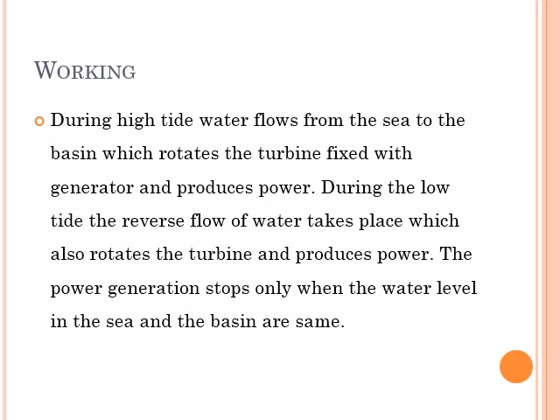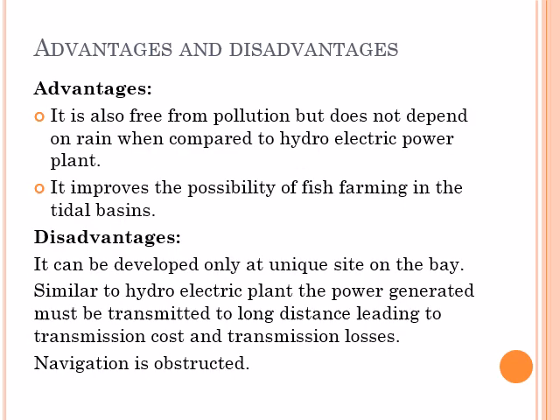During the high tide, water flows from the sea to the basin, which rotates the turbine fixed with the generator and produces power. Similarly, during the low tide, the reverse flow of water takes place, which also rotates the turbine and produces power. The power generation stops only when the water level in the sea and the basin are the same. This is the working of the tidal power plants.